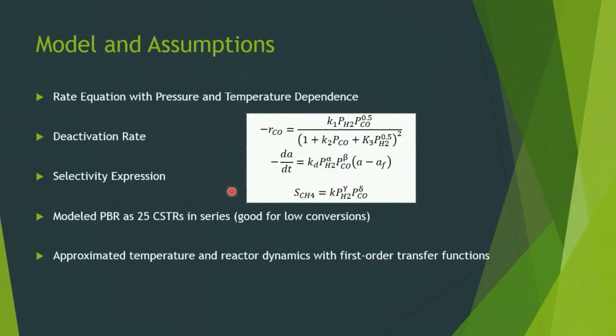And we also, in our reaction, had a selectivity expression that tells us how much of the reaction goes towards methane production and how much goes towards other higher hydrocarbon productions. And so what we did was we modeled our packed bed reactor as 25 CSTRs in series, and this is a good approximation for low conversions per CSTR. Where your inlet concentrations are practically equal to your outlet concentrations, so you can approximate the reaction conditions as your inlet concentrations. As well, there's a little bit of dynamics that go into when you change the temperature and when the reactor reaches steady state.